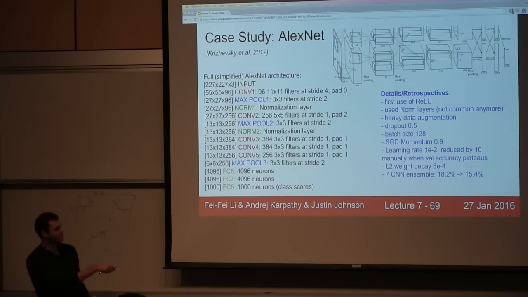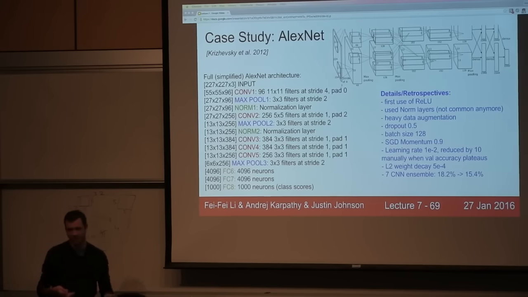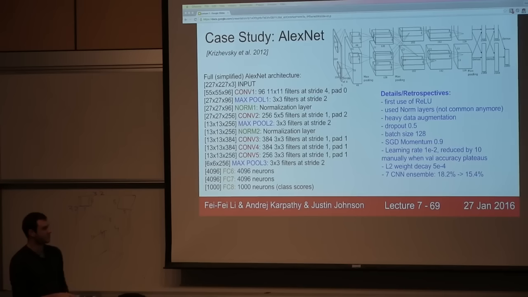It used a batch size of 128, trained with SGD momentum of 0.9. The learning rate was 1e-2, and it was reduced by 10 whenever the validation accuracy, as you're monitoring, plateaued. You'd reduce the learning rate by a factor of 10. Basically, you'd reduce it once or twice, and by then, the network is basically converged and trained. It uses L2 weight decay of 5e-4. These are rough numbers I'm showing you just so that you have a single example of what people use in practice in terms of these hyperparameters.